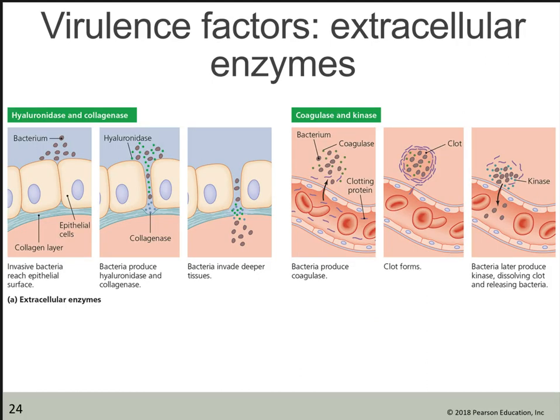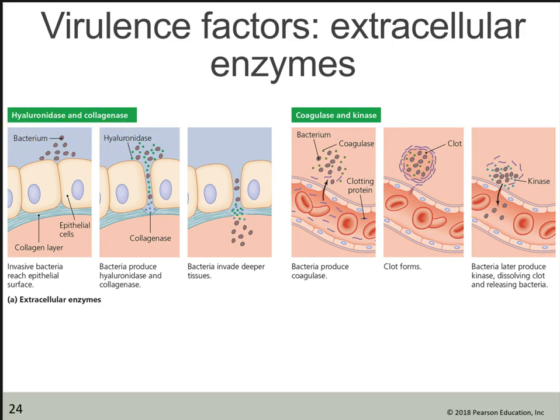Other virulence factors include extracellular enzymes. Remember that enzymes are proteins that can be used to move a reaction forward, and they can be used over and over again. So extracellular enzymes are proteins that can be secreted from the cell. That's why they're extracellular. They can be secreted from the cell to perform a reaction over and over again. We have a couple of examples here.